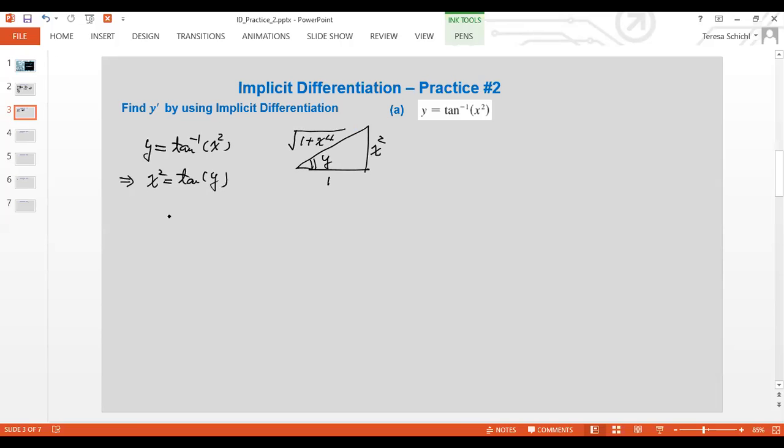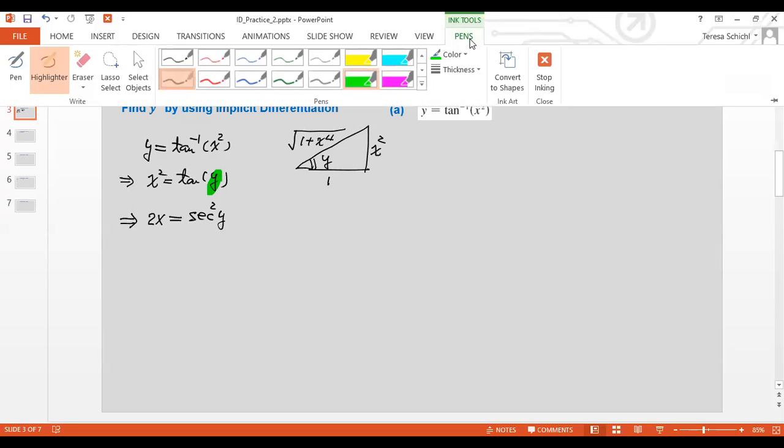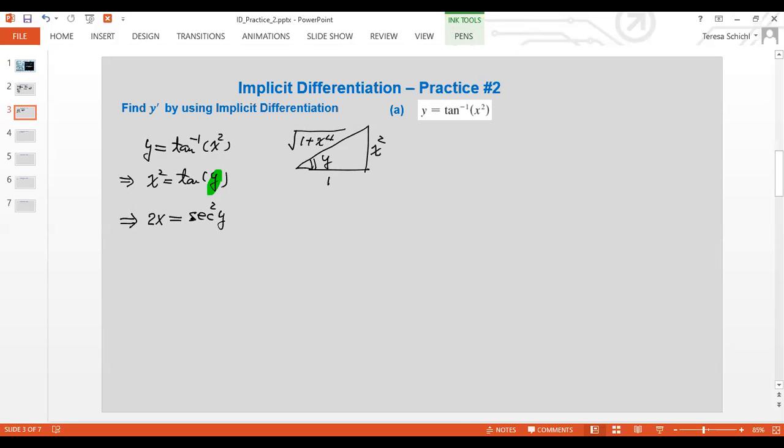Okay, now I have my triangle down. From here, I want to find the derivative, so I take the derivative of both sides. The derivative of x squared is 2x. Remember, the derivative of tangent is secant squared y, correct? But because y is a function of x, what do we need to do here?